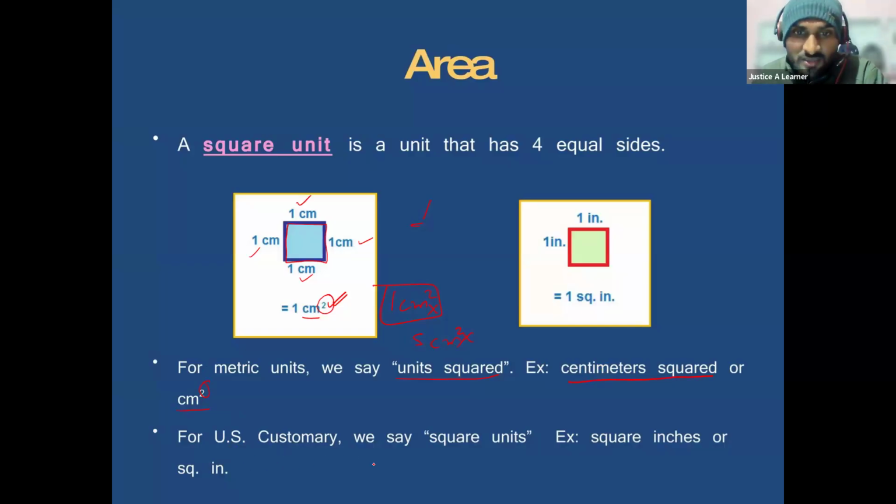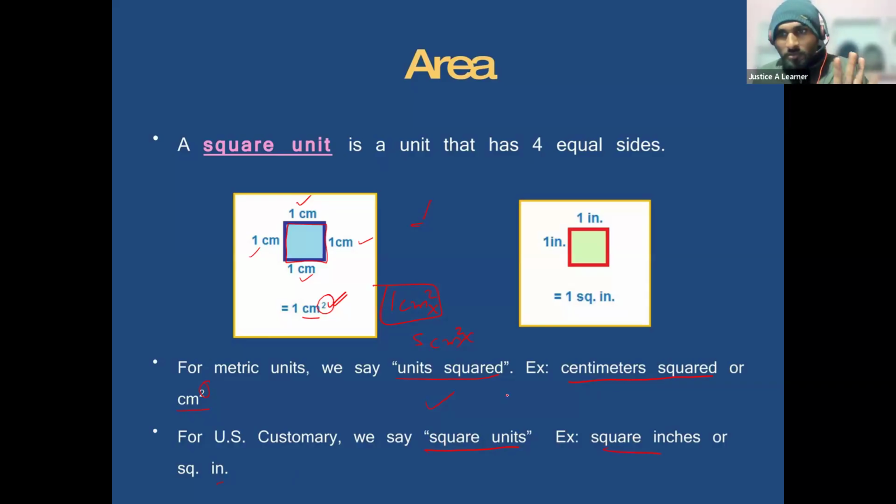So for US customary, we say square units. That's what I was telling you earlier, right? This is units square. Generally, it is spoken in UK, but in American English, it is said square units. So some may call it square unit, like square centimeter, or some may call it centimeter square. Like you prefer centimeter square because you are in UK, right? Okay. So square inches, or square inch in short, or inch square, no problem.